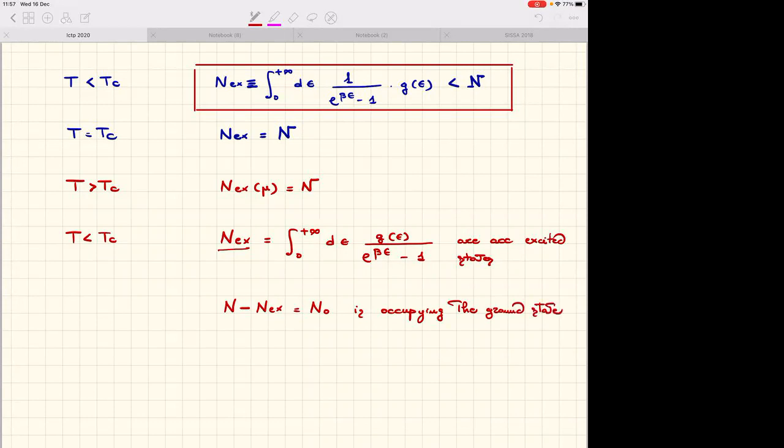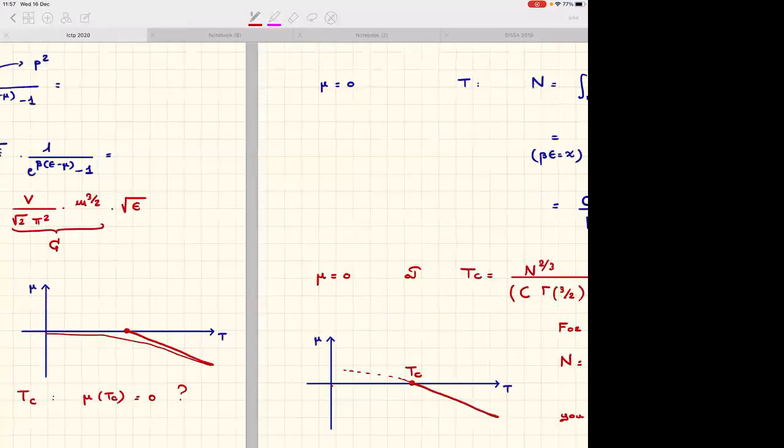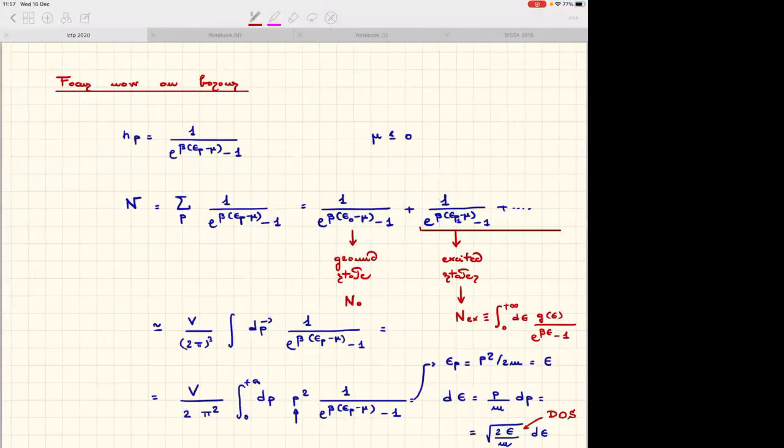Okay? What's that last, N minus NEX, N naught? Is it like 0? N naught, so N naught is the difference between the total number of particles and the number of particles in the excited states. And if you go back to the sum, right, you see that N naught is the occupation of the ground state.